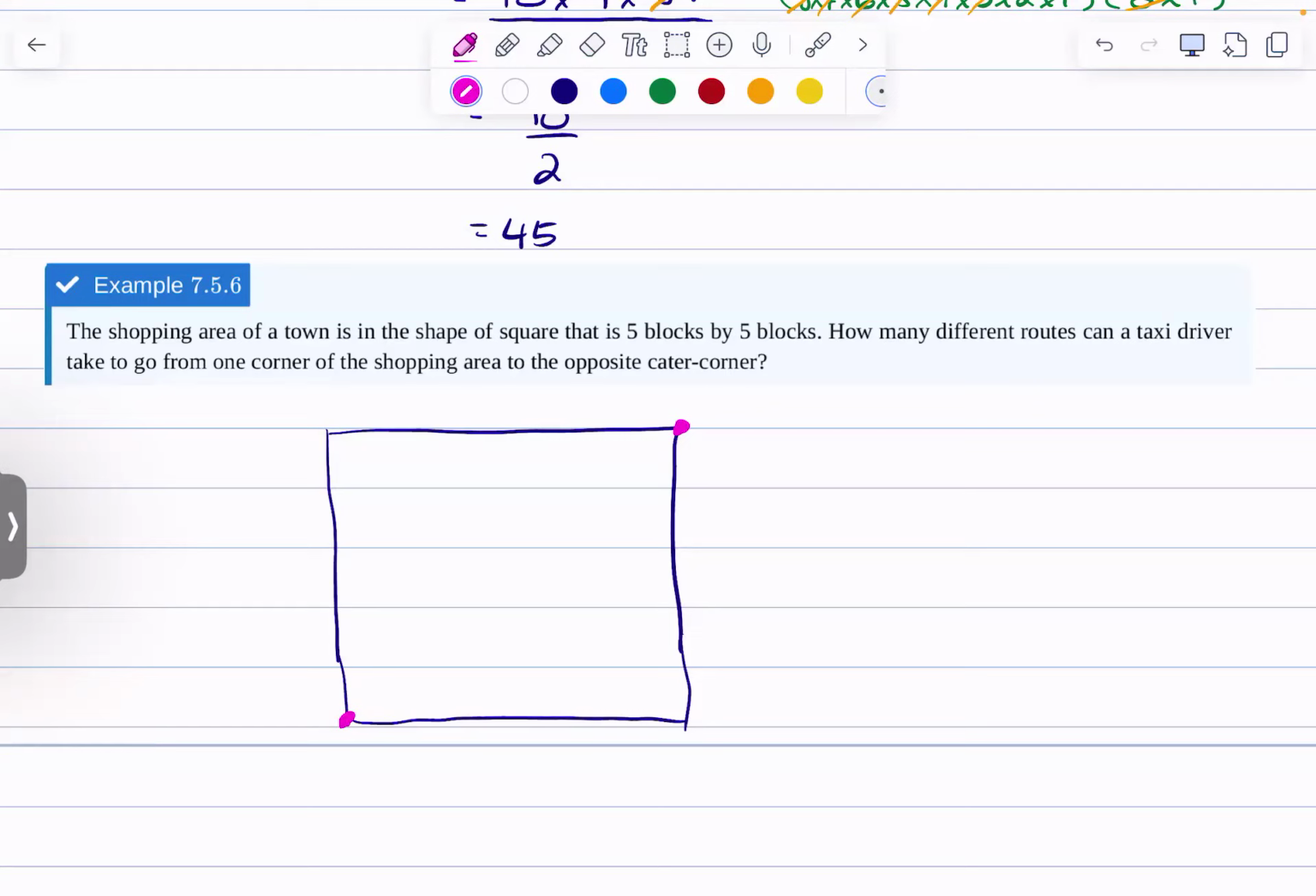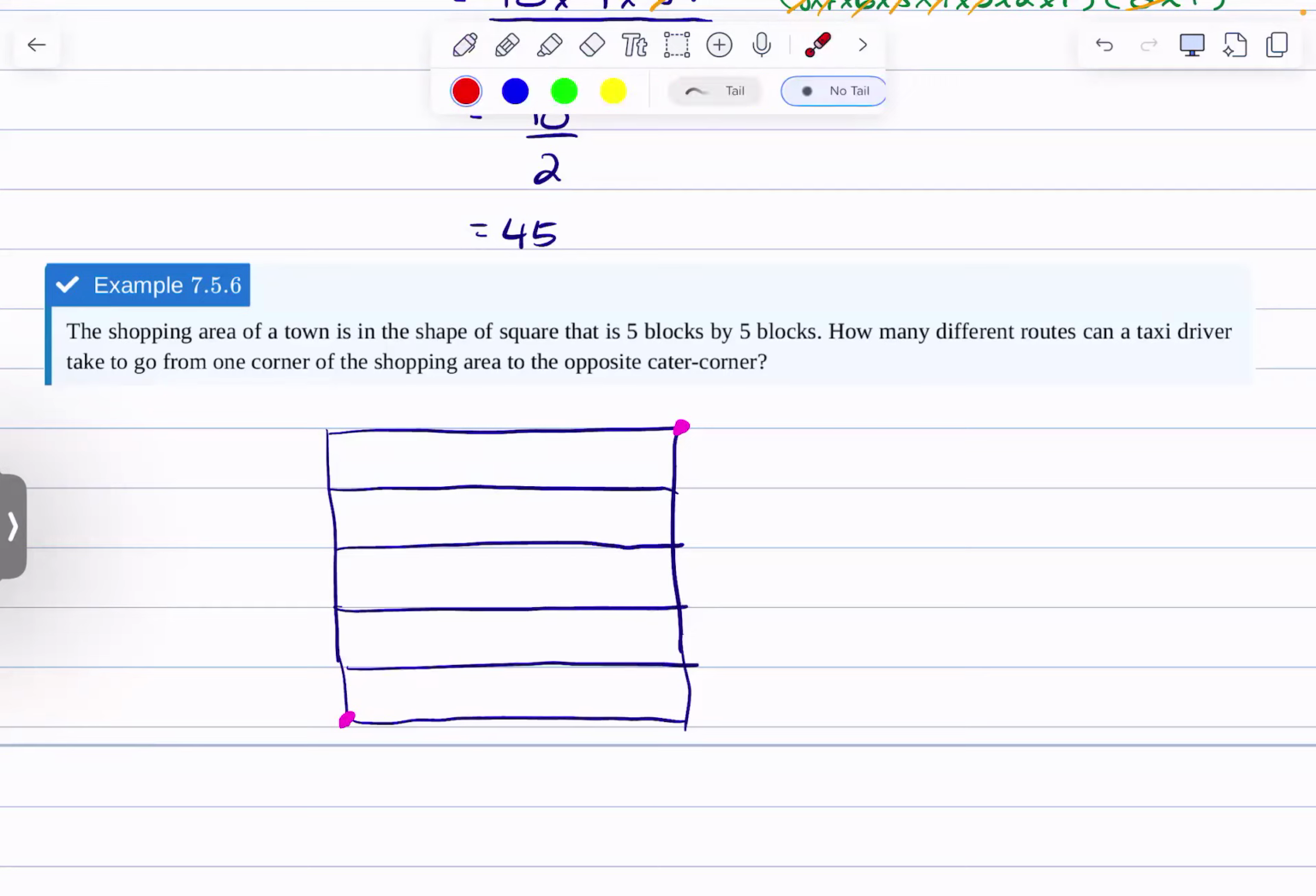So the first thing we want to do is map this out. It's 5 blocks by 5 blocks, so we've got roads running like this: 1, 2, 3, 4, 5. And then I'm going to try to recreate the magic here: 1, 2, 3, 4. Just might have pulled it off.